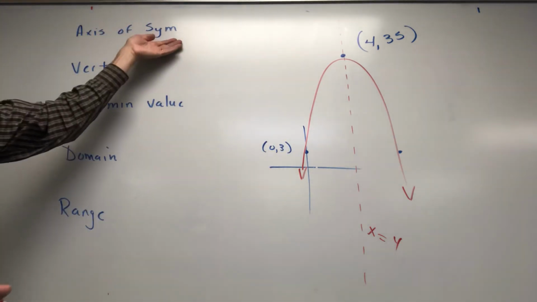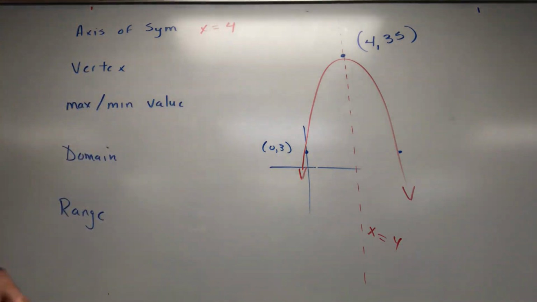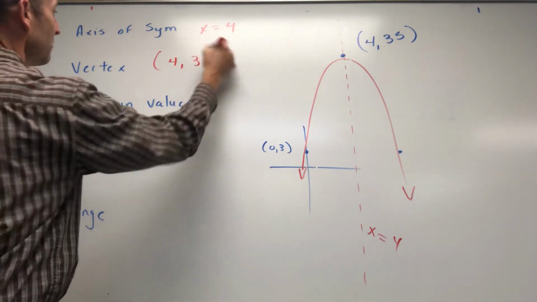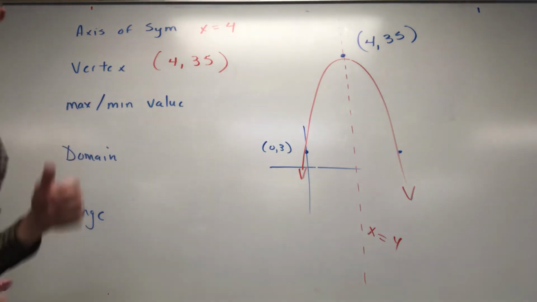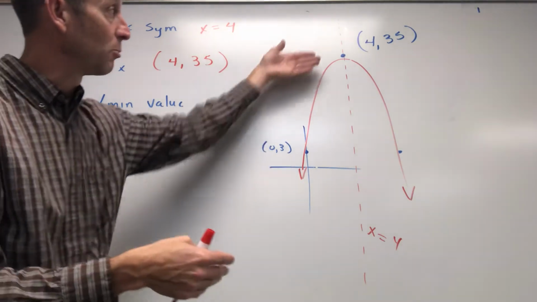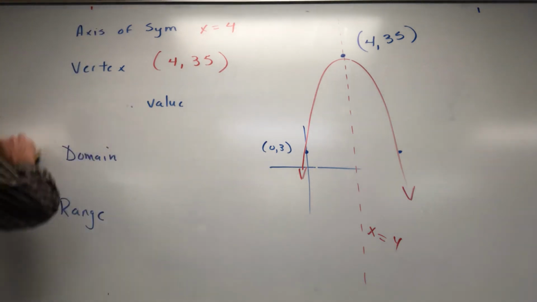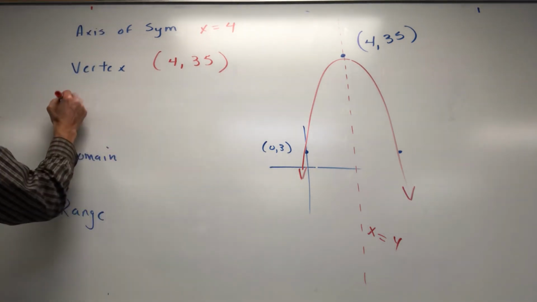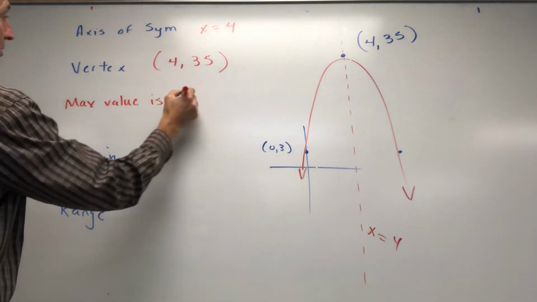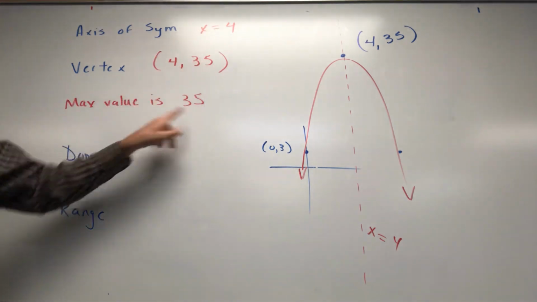All right, first question, axis of symmetry, got it. X equals 4. Second question, vertex point, 4, 35. Third question, kind of a two-parter, is it a max or is it a min? Oh, it's way up here, it's at the top. So it's definitely going to be a maximum value. So my max value, and how high up did it go? 35. So the 4 is here and here, 35 there and there.